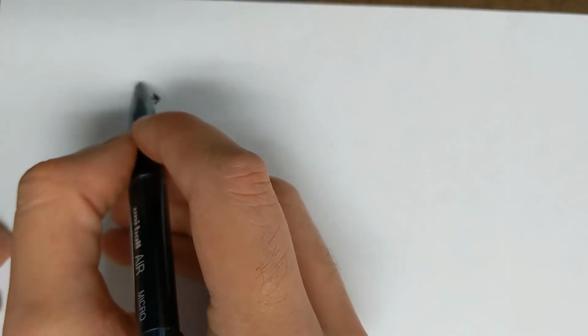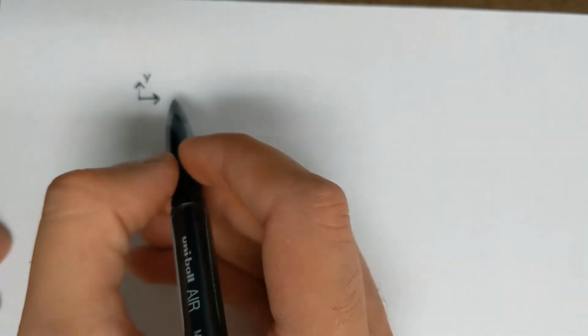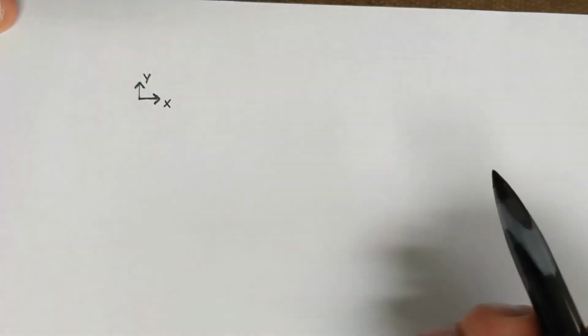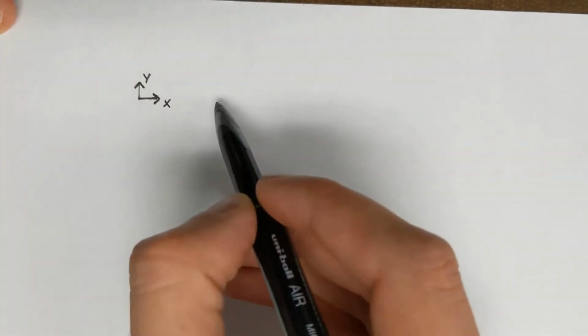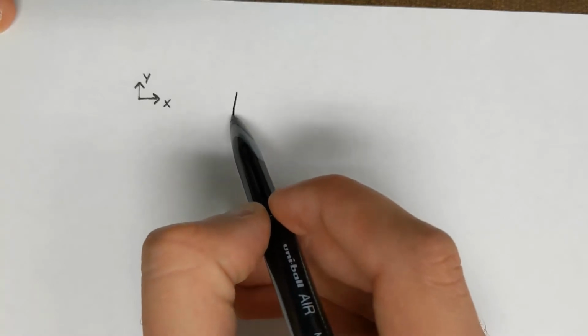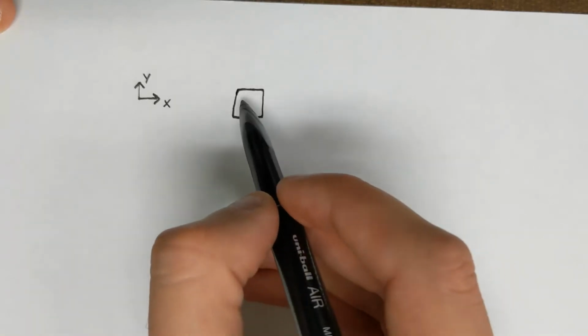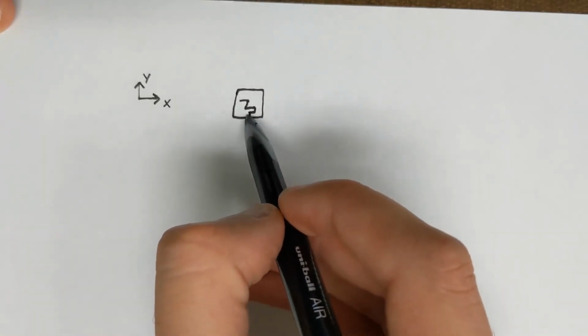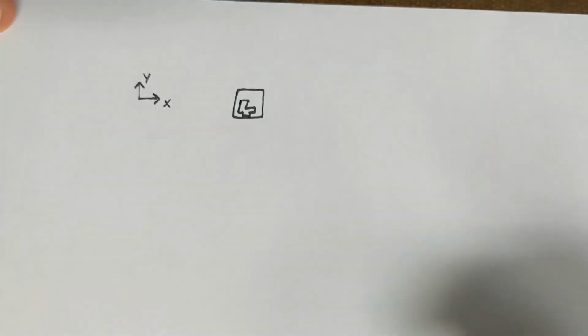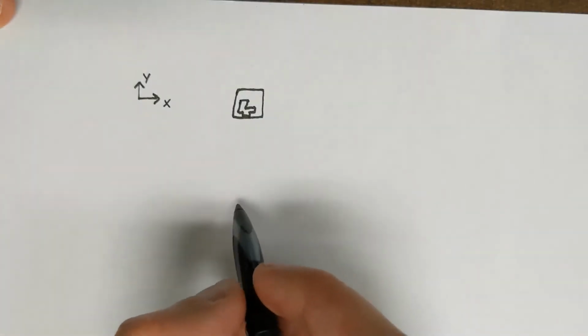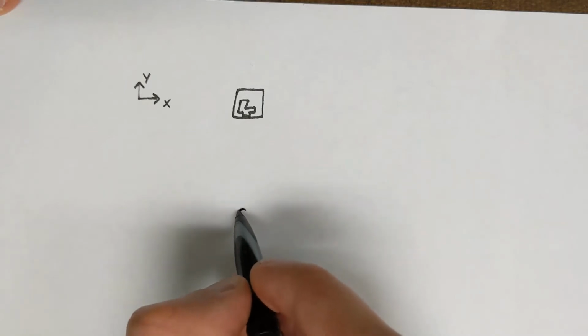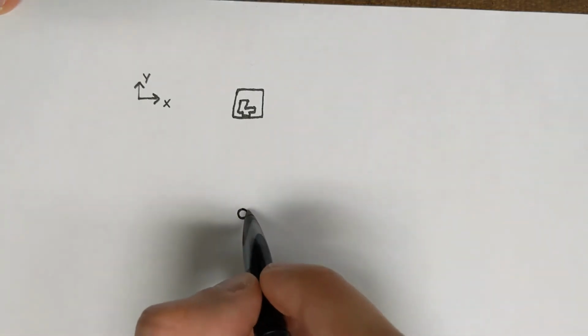Here's my x direction and my y direction. So y and x. And let's go ahead and draw the outhouse. So here's the toilet. And then the scientist, let's draw a top view of the scientist. So here's the head of the scientist.